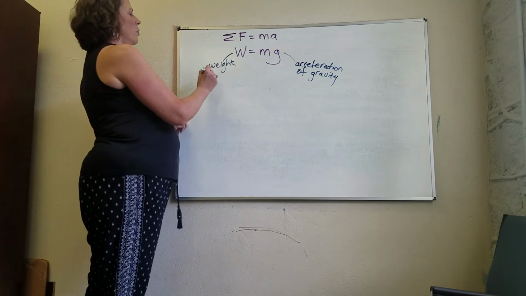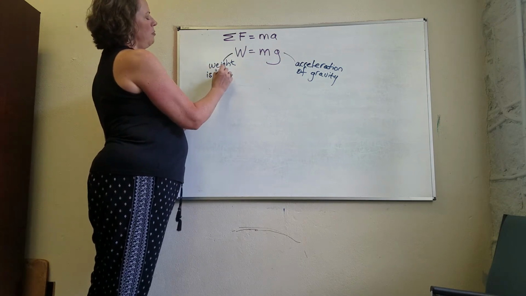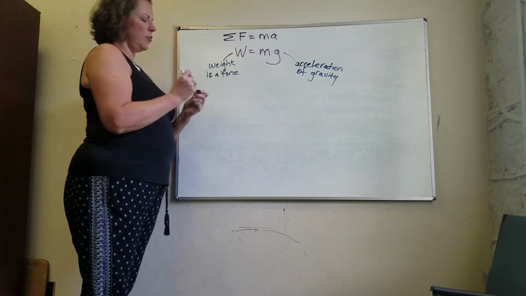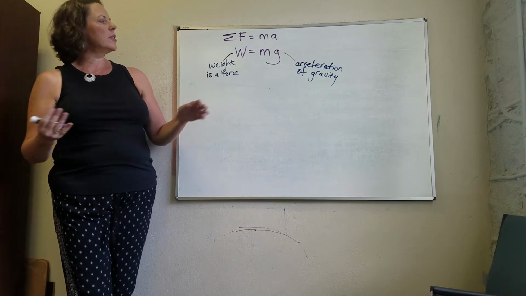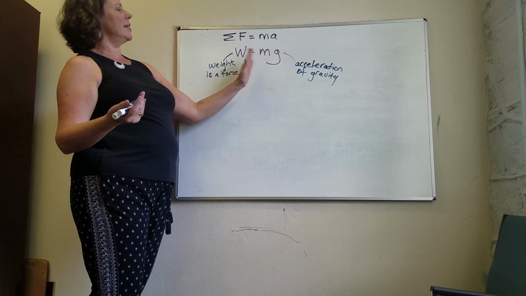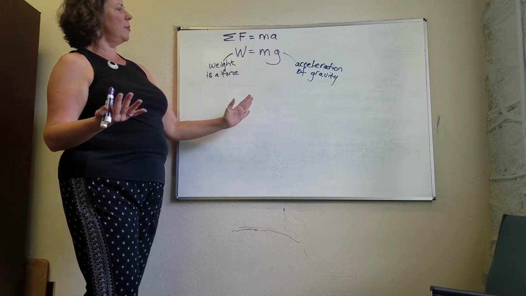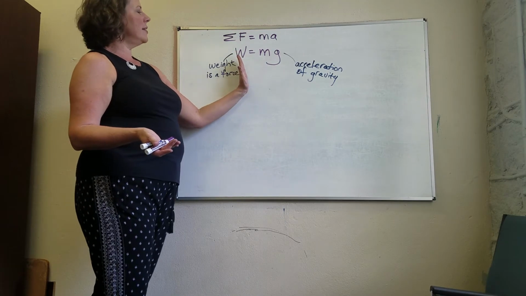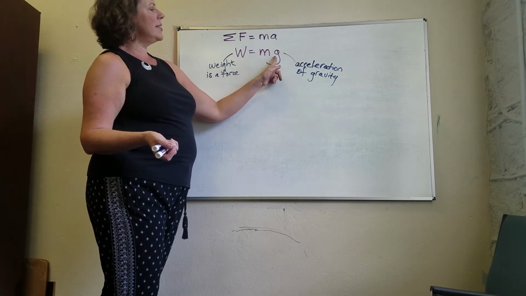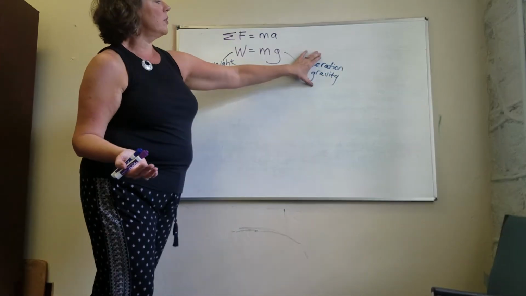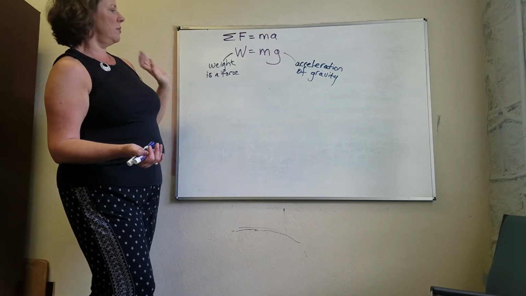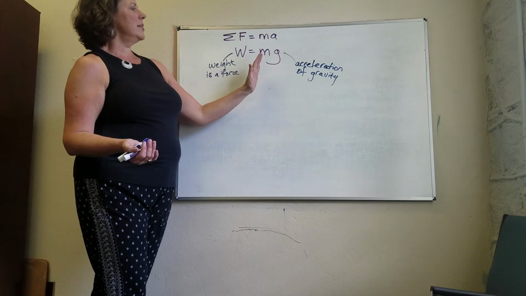So weight is a force. We've been labeling it as such in all of our free body diagrams. It's a vector, it points downward. It's the force of gravity on a given mass. And this is it in equation form. It's so pretty. So weight, downward, gravity is an acceleration acting downward. And we can then turn that acceleration of gravity into a force of gravity by using this equation.